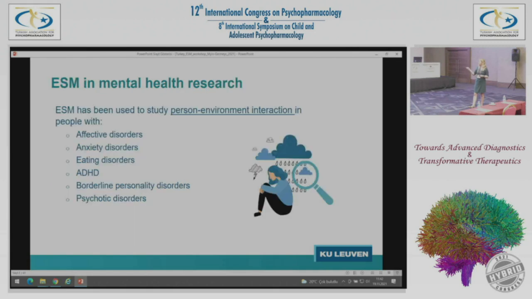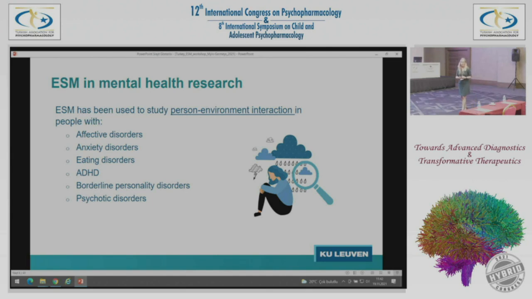ESM has been used in mental health research quite a lot to study person-environment interactions in all different kinds of populations: in people with affective disorders, anxiety disorders, eating disorders, ADHD, borderline personality disorders, and psychotic disorders.